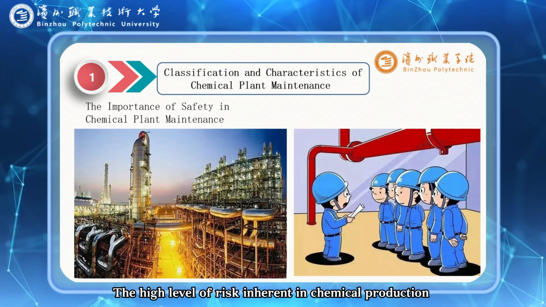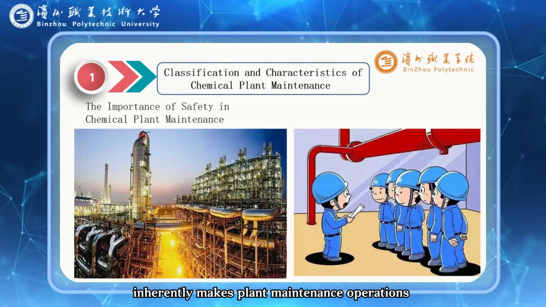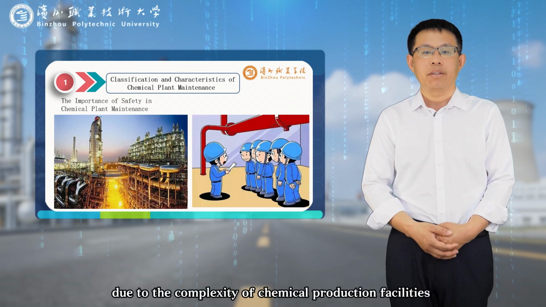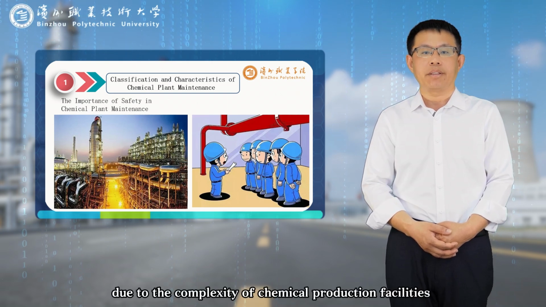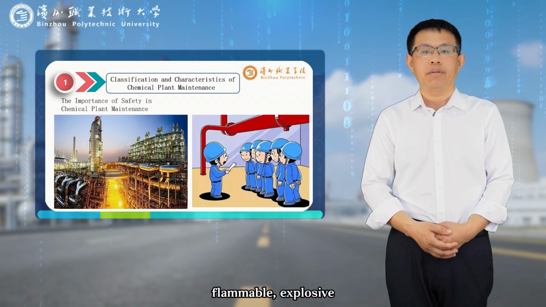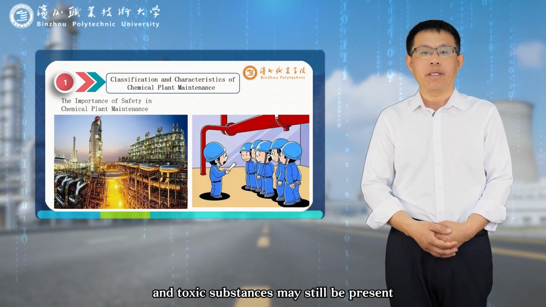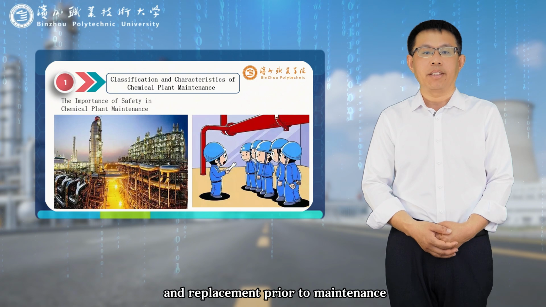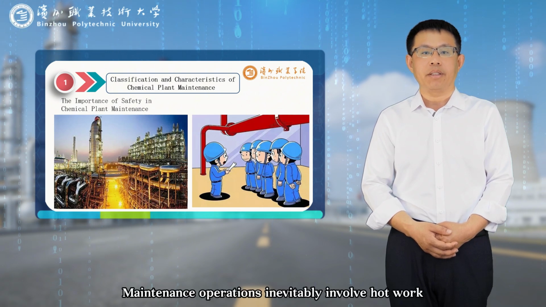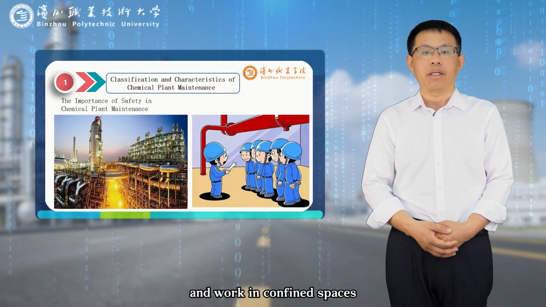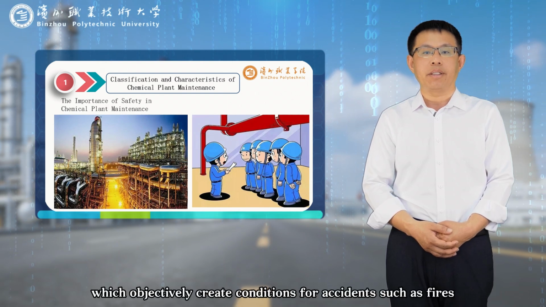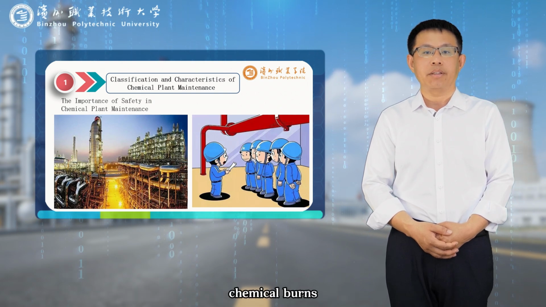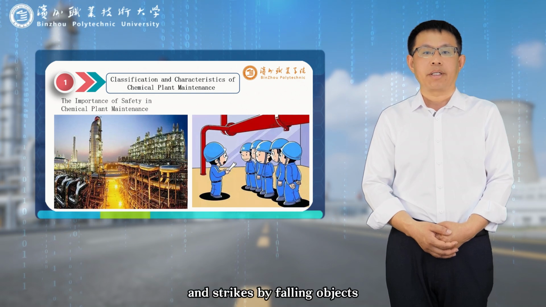The high level of risk inherent in chemical production inherently makes plant maintenance operations highly hazardous as well. Furthermore, due to the complexity of chemical production facilities and equipment, flammable, explosive, and toxic substances may still be present in equipment and pipelines even after thorough purging and replacement prior to maintenance. Maintenance operations inevitably involve hot work, excavation, and work in confined spaces, which objectively create conditions for accidents such as fires, explosions, poisoning, chemical burns, falls from heights, and strikes by falling objects.